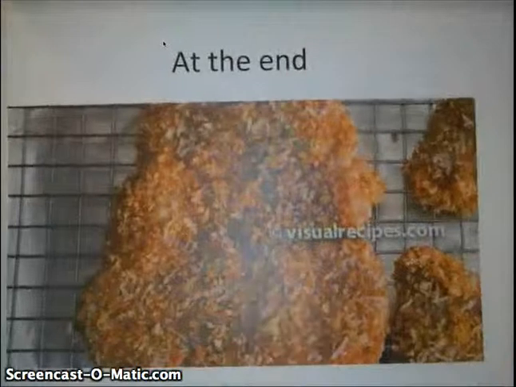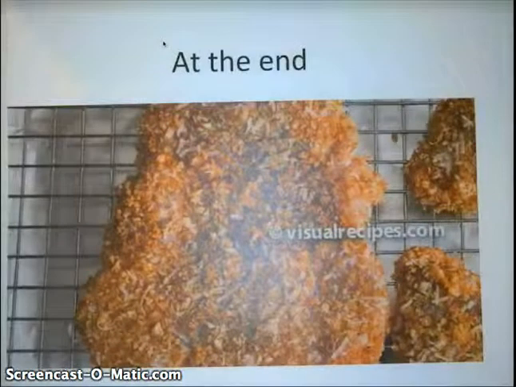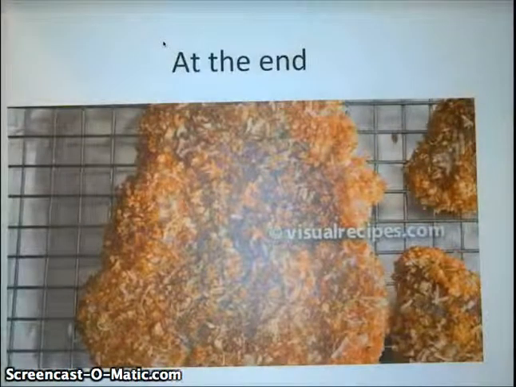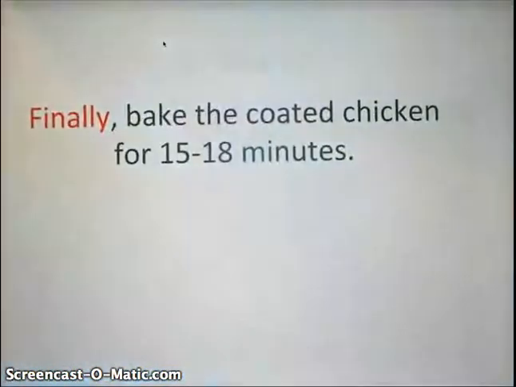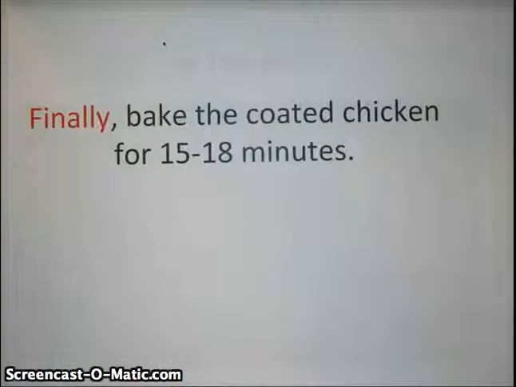Stage 7 marks the end of the sequence. Finally, indicates that the next step is also the last one. Finally, bake the coated chicken for 15 to 18 minutes.